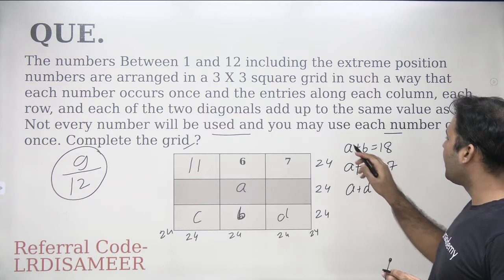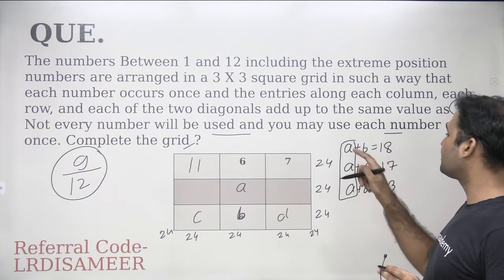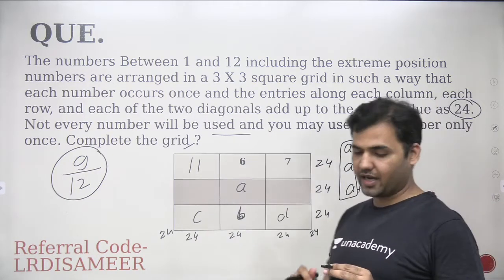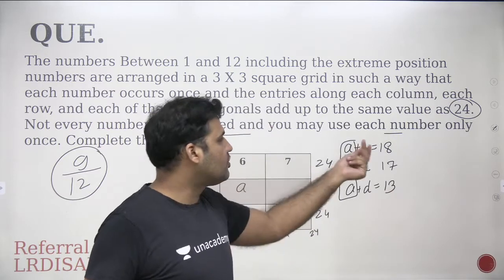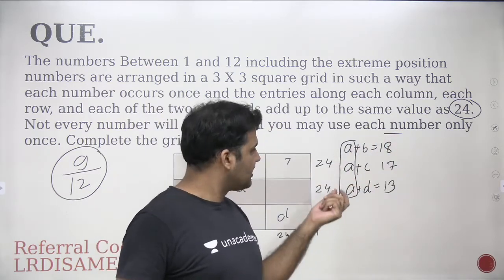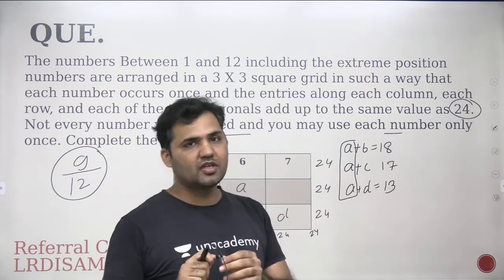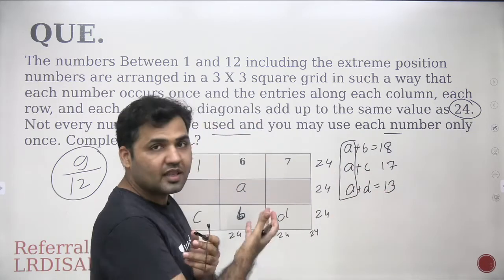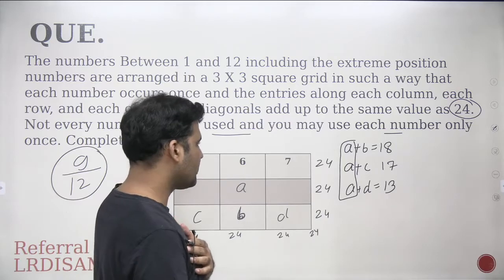Now you see that number A has to be the same in all these three. That number A when added to B gives you 18. The number A when added to C gives you 17. The number A when added to D will give you 13. Now let's see what that number could be using these three equations.